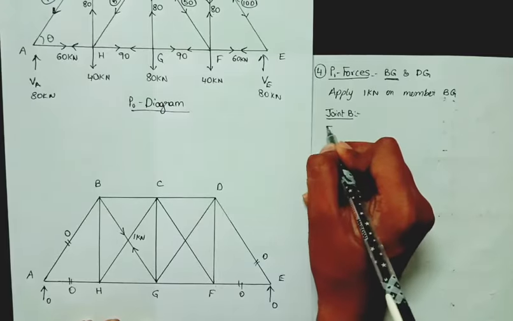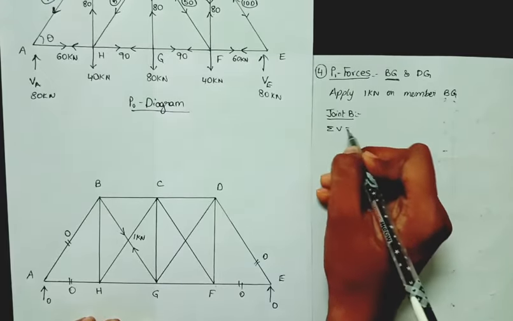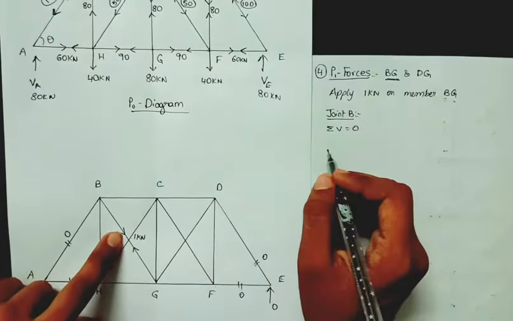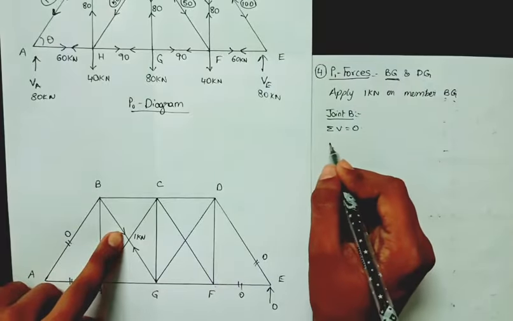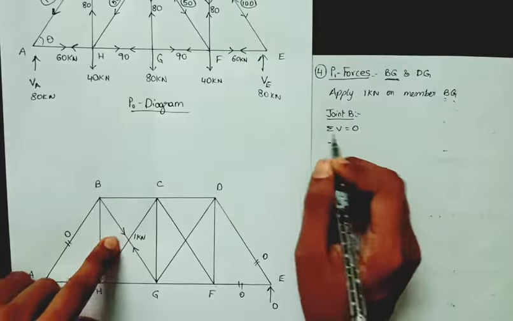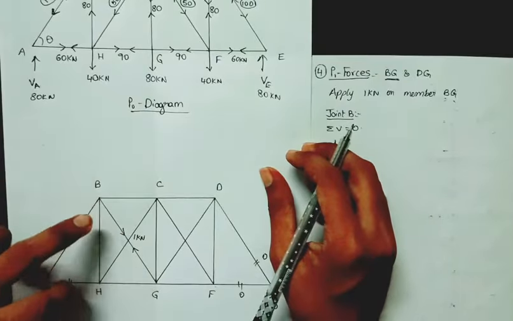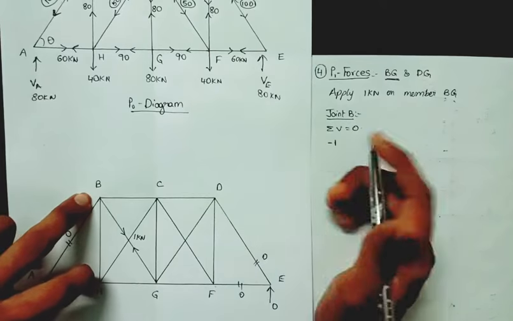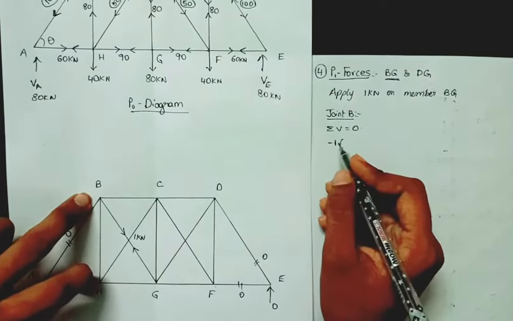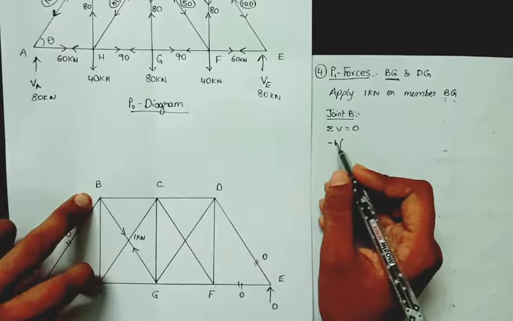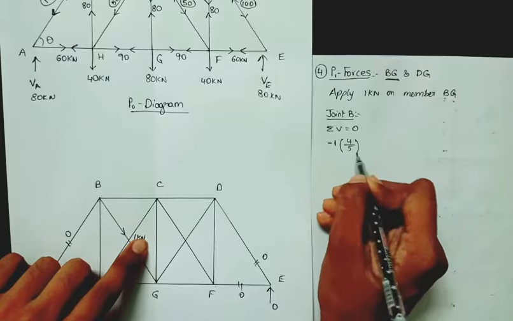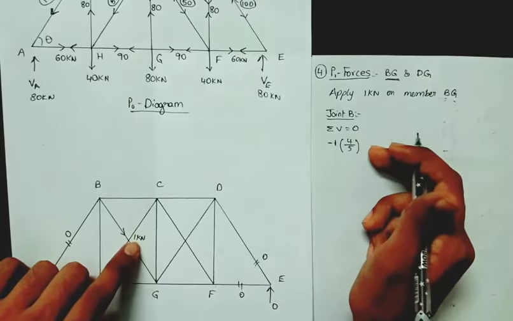First I will apply sigma V equal to 0. If I apply sigma V equal to 0, this 1 kilonewton arrow is going in the downward direction, so it is minus. Now I should resolve this member vertically. It will be the sine component. We know that sine theta equals opposite side by hypotenuse. Opposite side is 4 meters and hypotenuse is 5 meters. So I am writing directly here, okay.